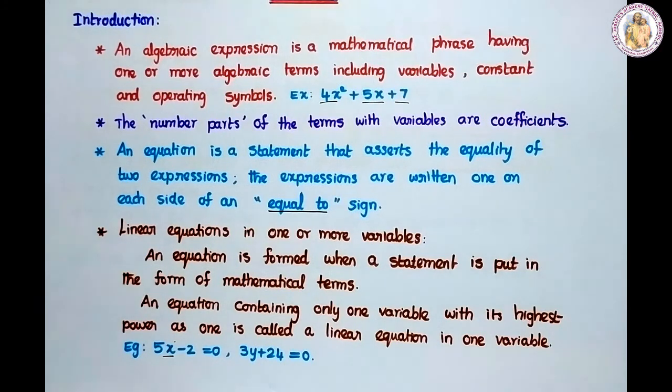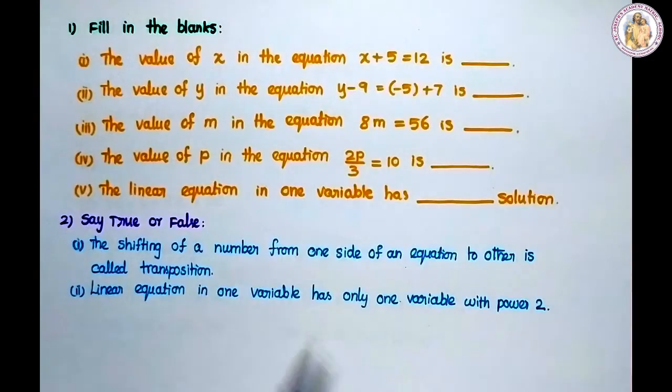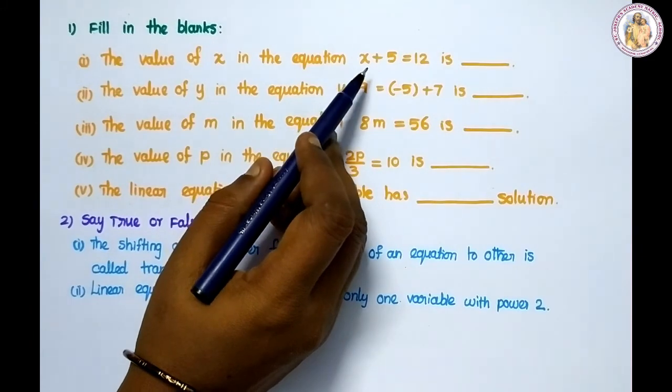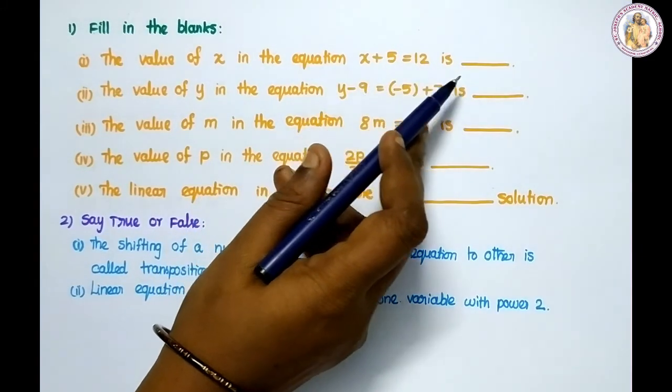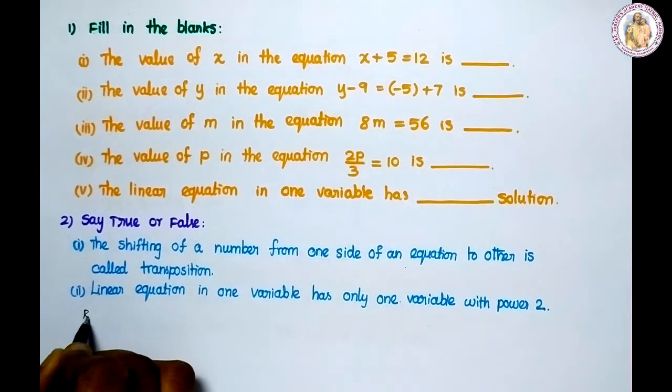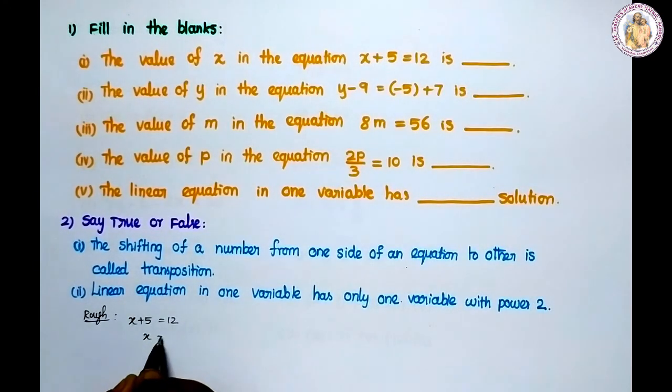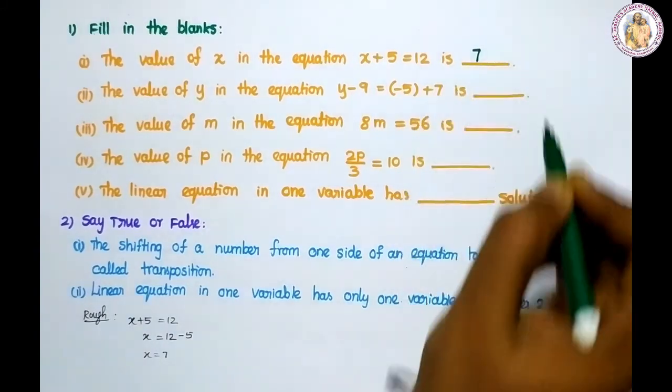Now we are going to enter into the exercise sums. First question, fill in the blanks. The value of x in the equation x plus 5 equal to 12 is dash. Listen. x plus 5 equal to 12. So x equal to 12, here plus 5. Bring this side, it becomes minus 5. So x equal to 7. So 7 is the answer.